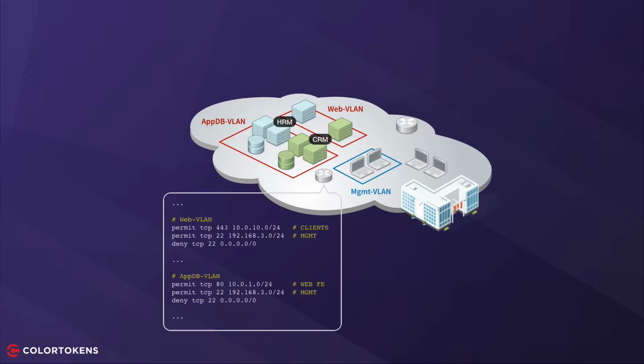ACLs are then defined to provide selective access from the web VLAN to the backend VLAN, as well as management access to both VLANs. Now let's see how Colortokens can help identify vulnerabilities in this implementation and reduce or even eliminate ACLs using application microsegmentation.